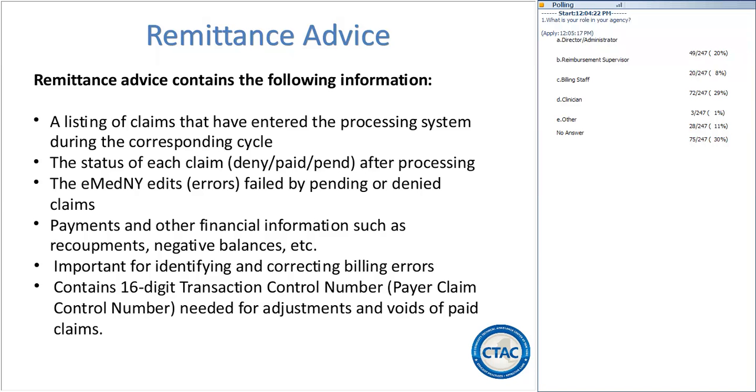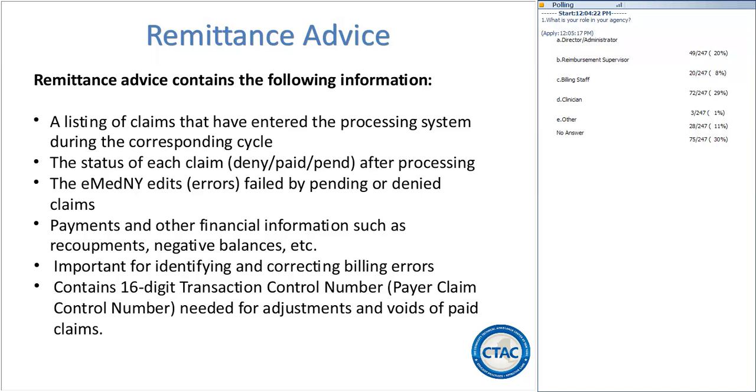The remittance advice contains a listing of all the claims that you've sent to Medicaid that have entered the claim processing system during that particular cycle. It'll show you the status of each of those claims. It'll tell you whether they denied or they paid or were pended. It'll also tell you if they were adjusted or voided after they were processed. It'll tell you the edits or errors that were failed by that particular claim, if they did pend or were denied. So those errors are incredibly important for you to pay attention to, and then learn how to resolve those.